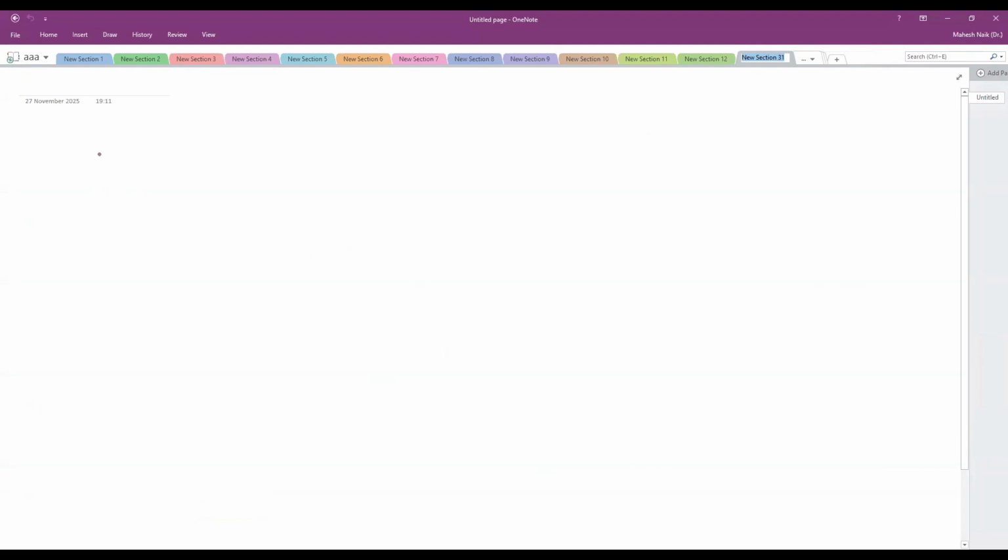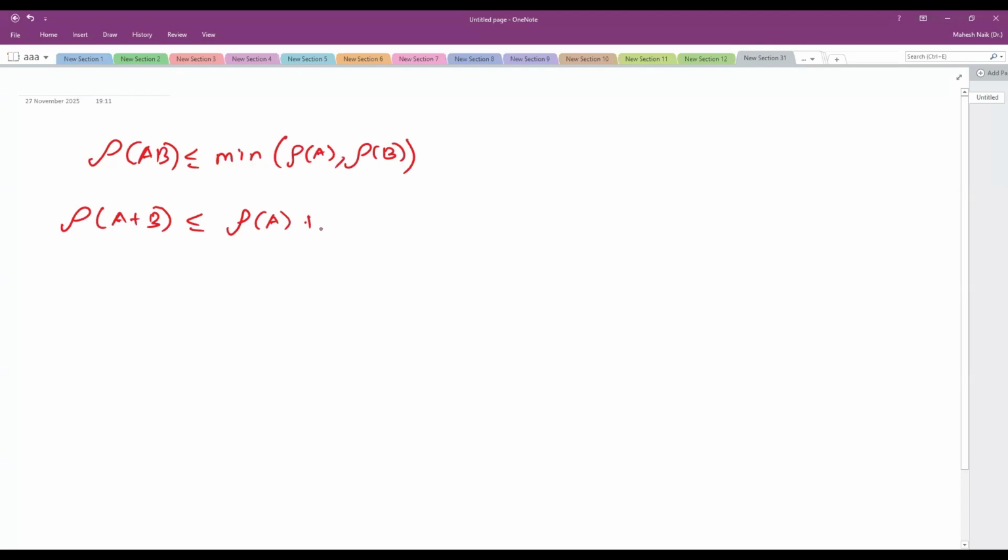So we have seen that the rank of a null matrix is equal to 0. The rank of the product of the matrices is less than or equal to the minimum of rank of A and rank of B. Also, the rank of the sum of the matrices is less than or equal to the ranks of individual matrices, so rank of A and rank of B. Okay, same goes with subtraction.